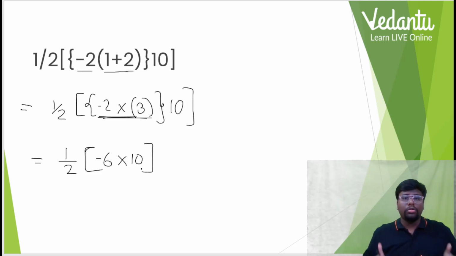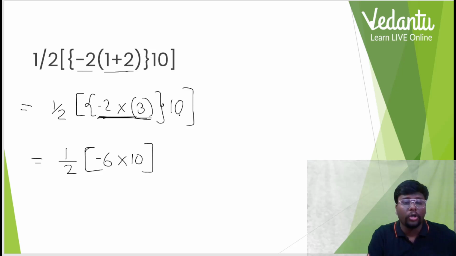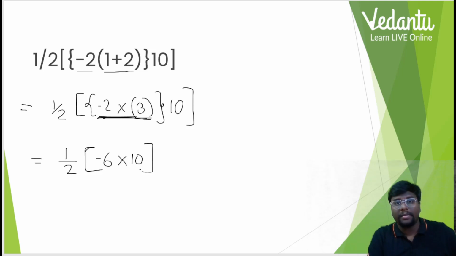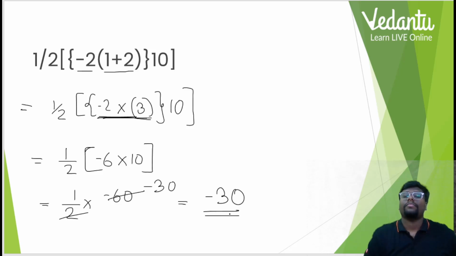Okay, cool till this part, everybody. Let me tell you again, we did minus 2 multiplied with 3, that is minus 6, and we have removed the curly brackets. We just have the box brackets to be worked out. Now I have minus 6 multiplied with 10, which is minus 60, right? We all know that half multiplied by minus 60. What will the answer be? We'll easily cut this off and the answer is minus 30.